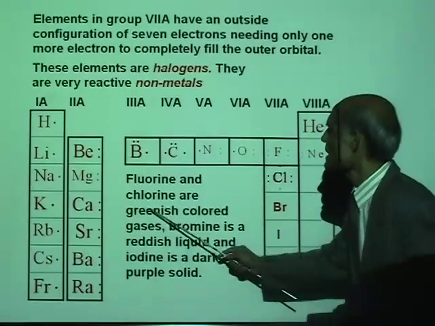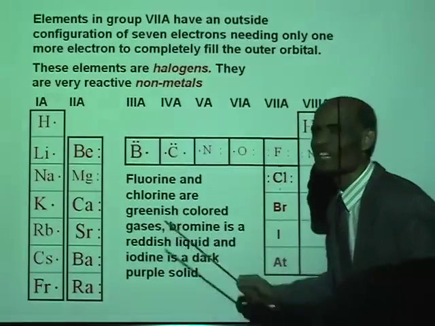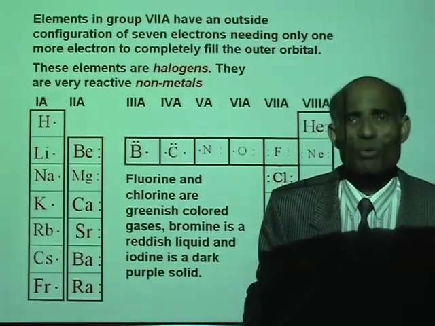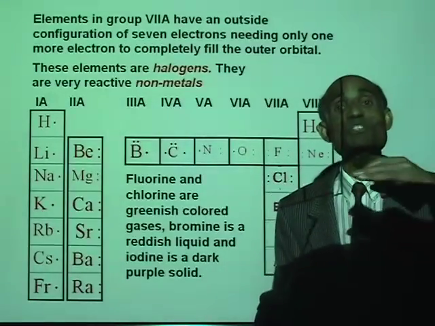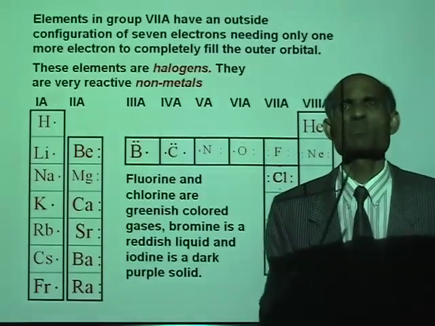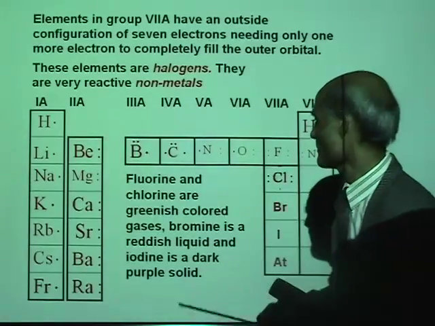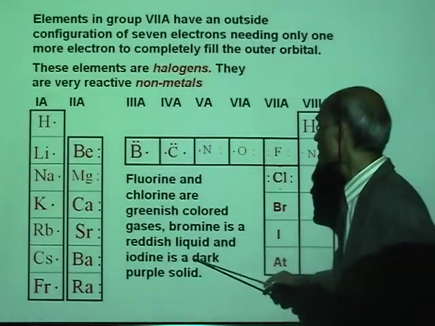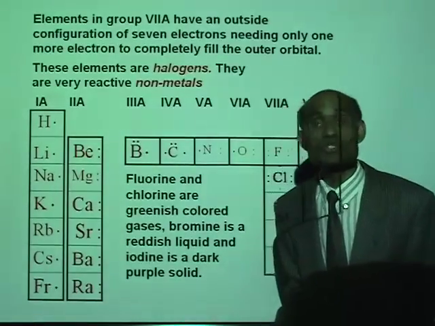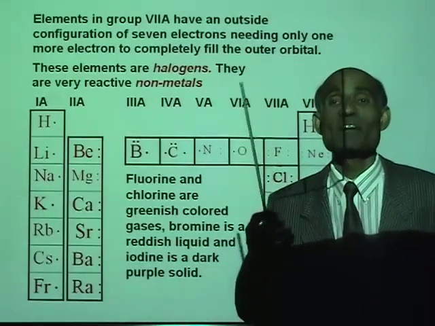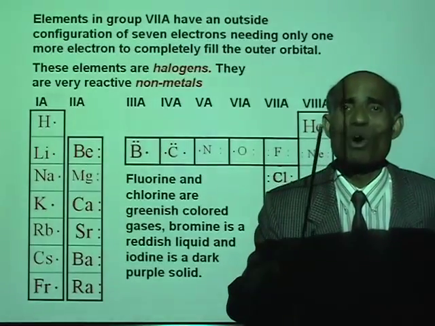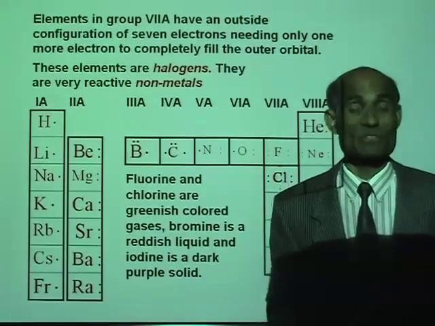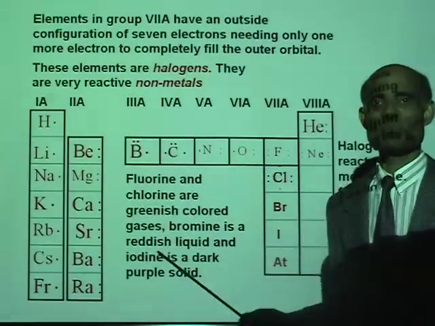Fluorine and chlorine are greenish colored gases. Now, most of you who buy chlorine for your pool, you know that. Chlorine can be dissolved in water. It sort of produces a yellowish liquid. Whereas bromine is a reddish liquid and iodine is a dark purple solid. In the olden days, this iodine dissolved in water used to be used for treating wounds. It's a sort of an antiseptic.